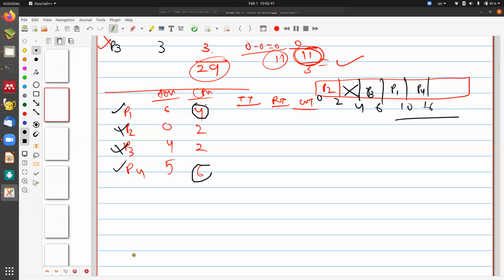Okay. So here is one example you have to do at home before you come. That is P1, P2, P3, P4. The arrival times are 5, 6, 0, and 7. And the CPU burst times are 3, 5, 6, and 2.